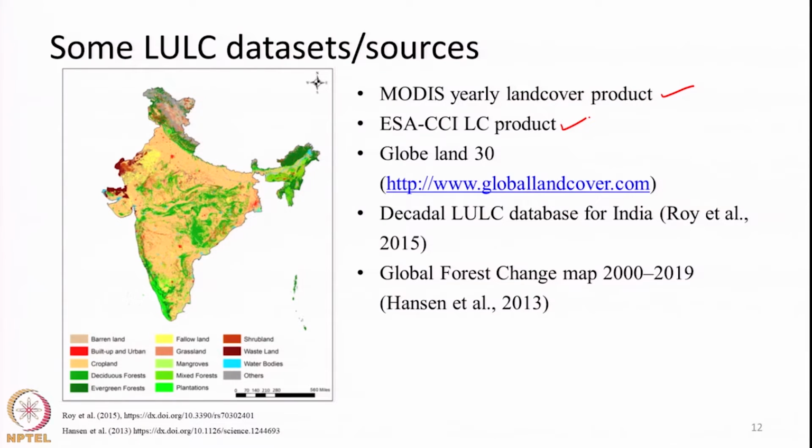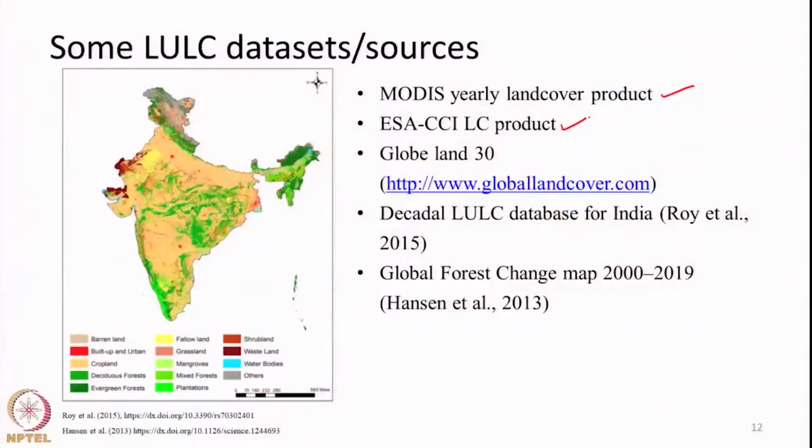In the recent past they are producing at 1-year interval and so on. So, that is available. These are global products available across the globe. Then there is another product called GlobeLand 30, which is again widely available. This is produced using Landsat data sets, but this is not an operational product. They have just produced different instances of map which we can download and use.